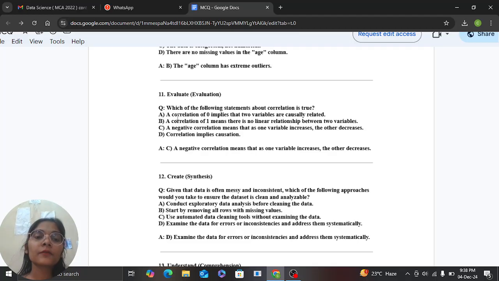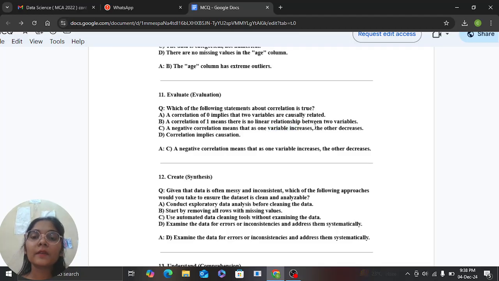After reading the first statement, a correlation of zero implies that two variables are causally related. No, this is not true. Zero doesn't mean that they are related. A correlation of 1 means there is no linear relationship between two variables. No, this is also not true.